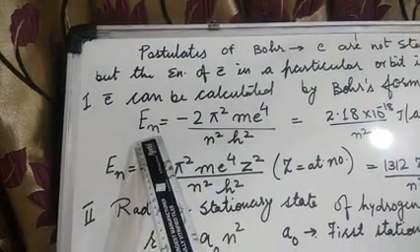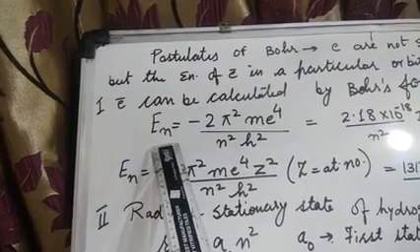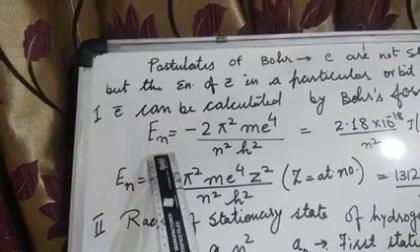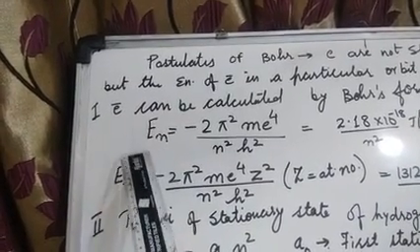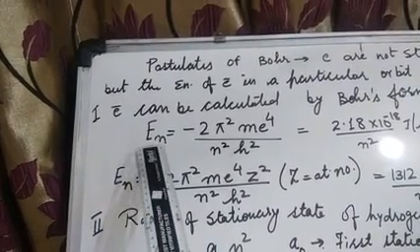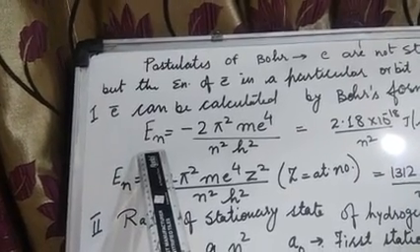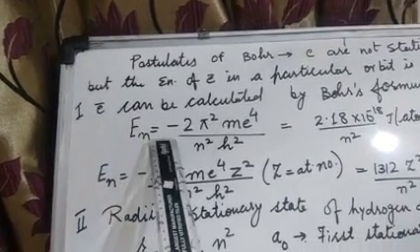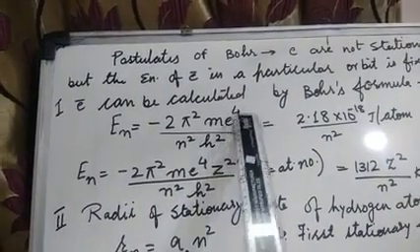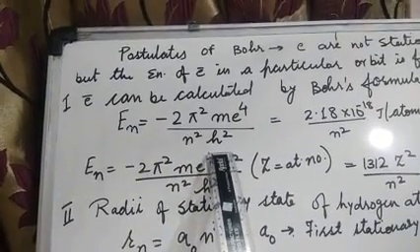What is this n? n is the number of the orbit. If the first orbit, K shell, is there, that means n will be 1. If L shell is there, then n is equal to 2, and so on. So En, the energy of an electron in the nth shell, is equal to minus 2 pi square m e to the power 4 upon n square and h square.